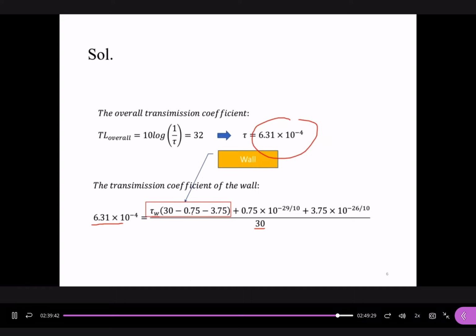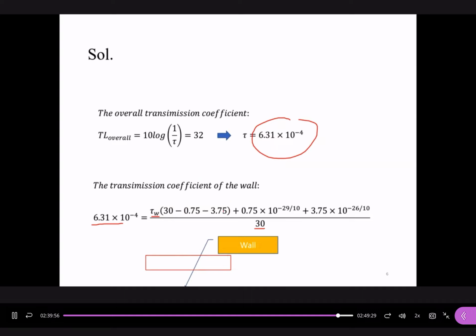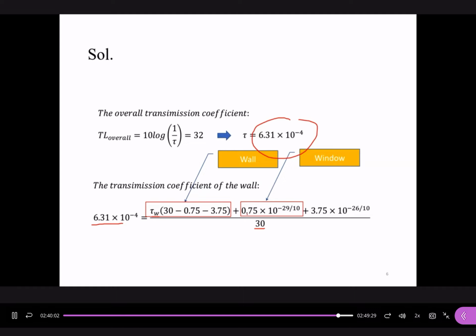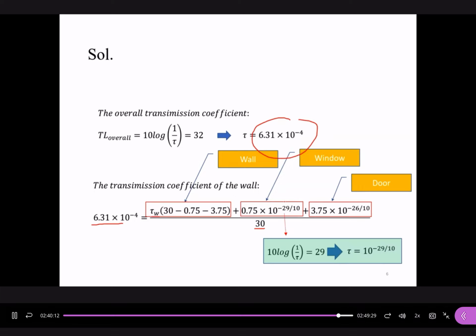Why do we need to use 30 minus 0.75 minus 3.75? Because this is the net area of the wall. You have to deduct the area of the door and the area of the window. The second one is for the window. The window area is 0.75 square meters. Because the transmission loss is 29 dB, you can write it in this form. The last part is for the door. The transmission loss for the door is 26 dB, so we can make use of the door area times this, which is the transmission coefficient for the door. Now we have one equation and one unknown, so we can find the transmission coefficient for the wall is 3.36 times 10 to the power of minus 3.